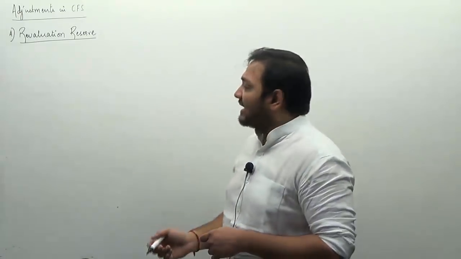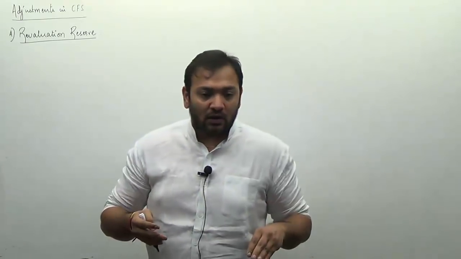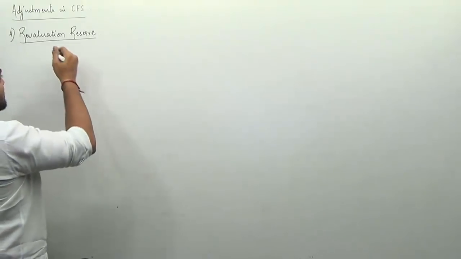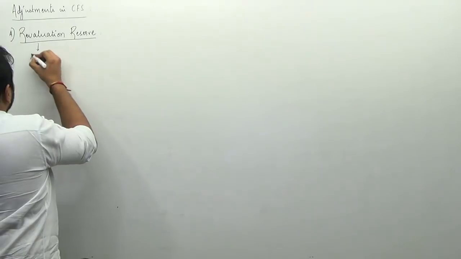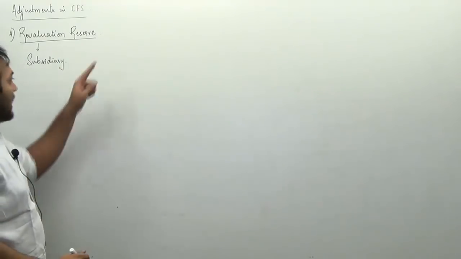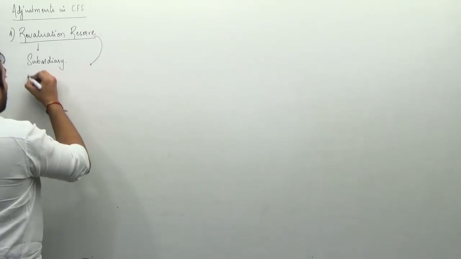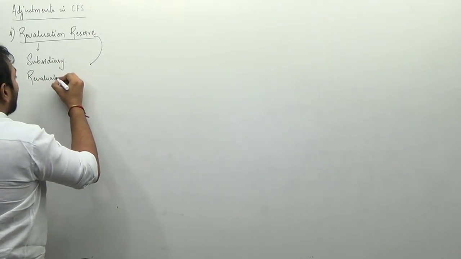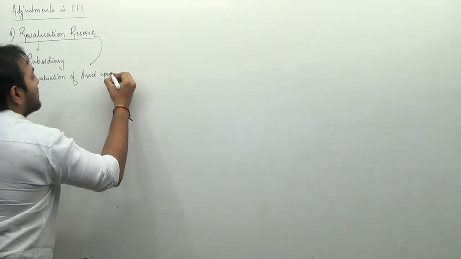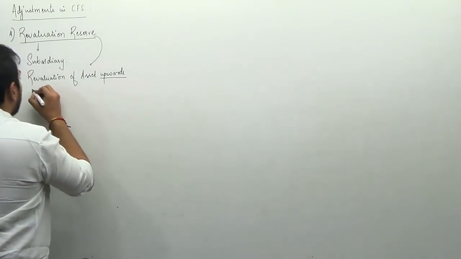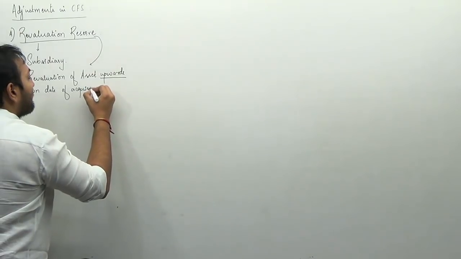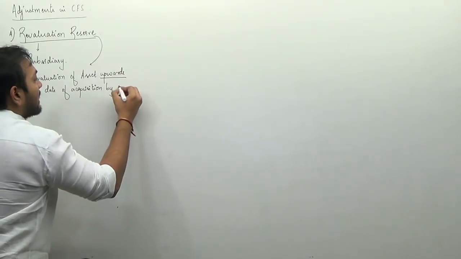Your revaluation reserve is normally created when you revalue an asset upward or a liability downward. Whatever it is, you get a revaluation reserve in place. Now, whenever we are talking about this revaluation reserve in the case of a subsidiary, this revaluation reserve is due to revaluation of an asset upwards on the date of acquisition by holding company H.